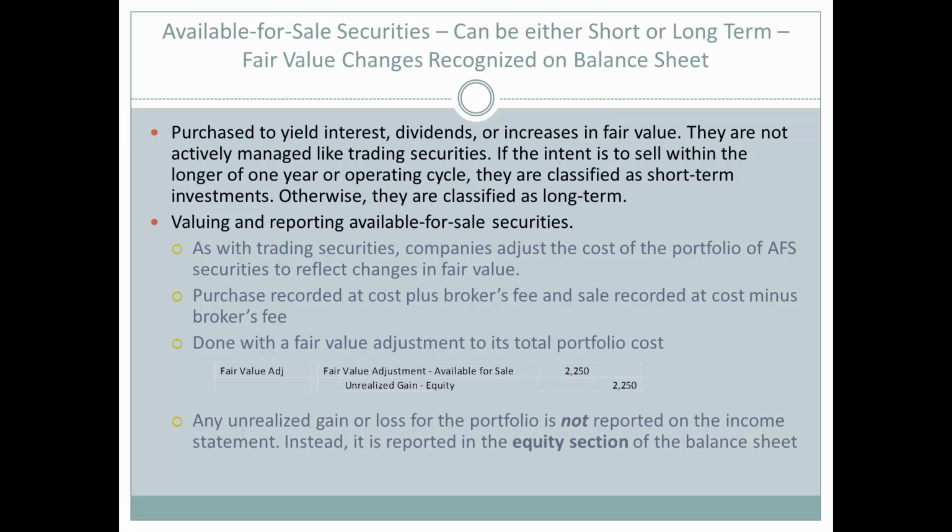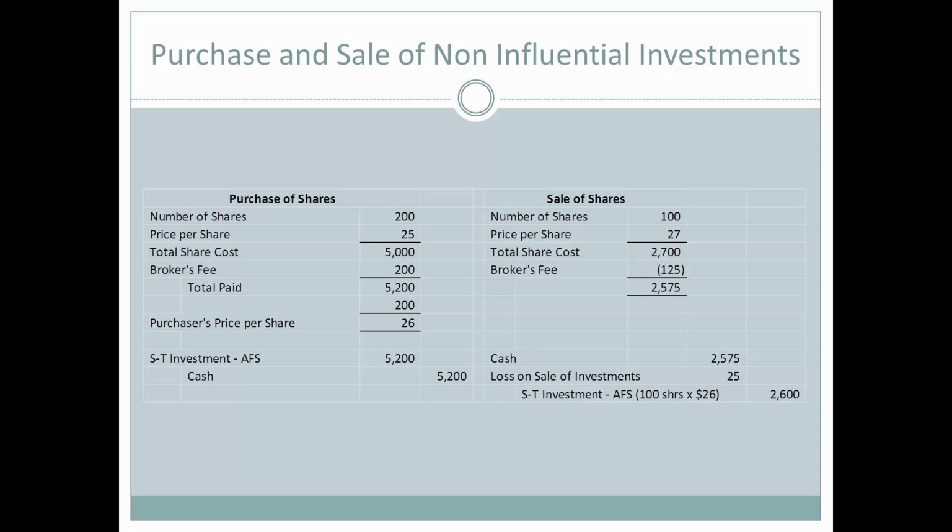Any unrealized gain or loss for the portfolio, again, is not reported on the income statement, but is reported in the equity section of the balance sheet. So let's look at the purchase and sale of a non-influential investment. What we're looking at now is we're going to purchase some shares of stock.